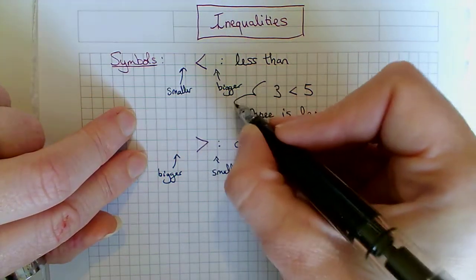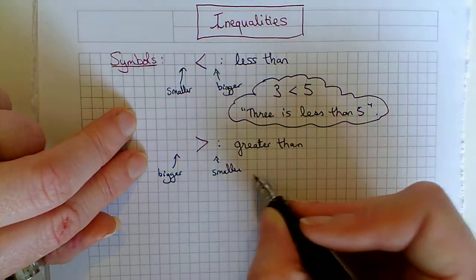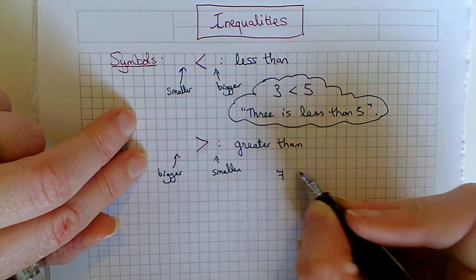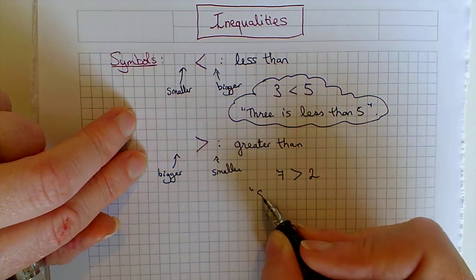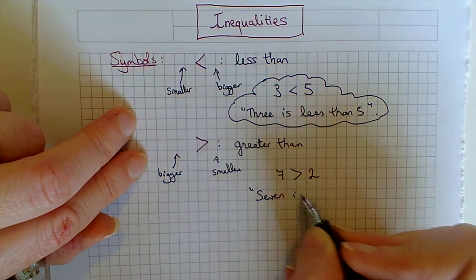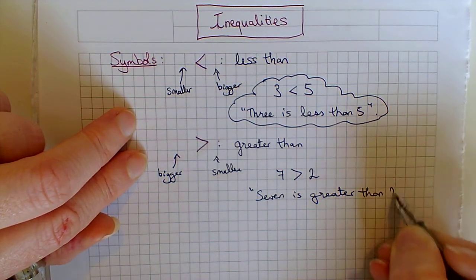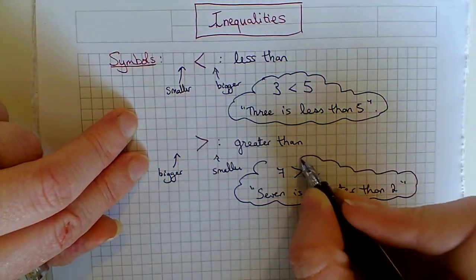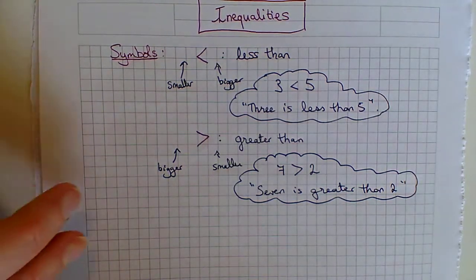And again, let's give an example here. We might say something like 7 is greater than 2. So 7 is greater than 2. Another true fact. And I think you might have seen those symbols before. You definitely did when we did sets.